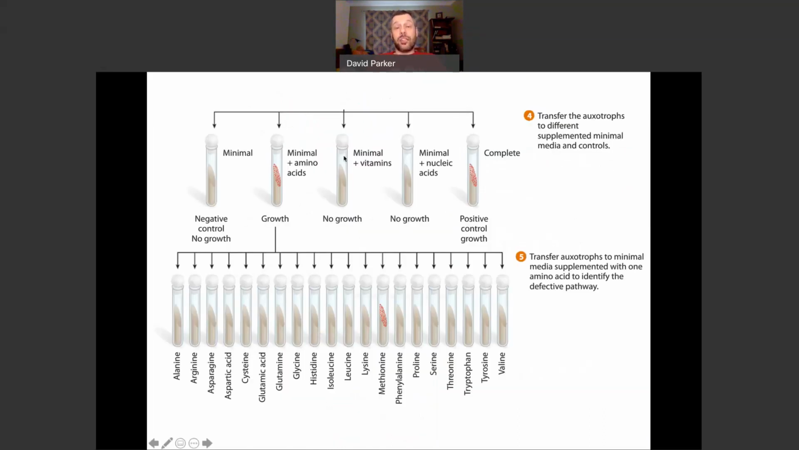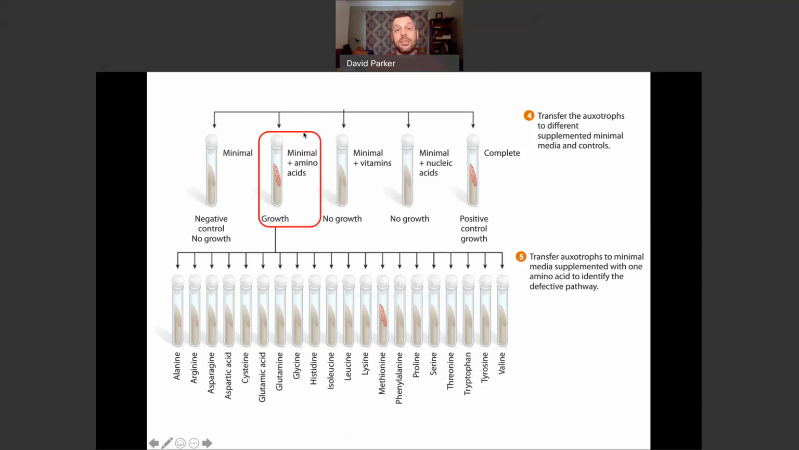You could actually tell that it's amino acids that it's missing because you can do this kind of cool experiment where you take this one mutant, and it won't grow on minimal media. You add all the amino acids to minimal media, it grows. If you add vitamins to minimal media, it can't grow. If you add nucleic acids to minimal media, it can't grow. But if you put it on complete media, it can grow.